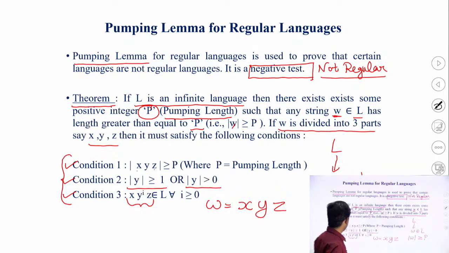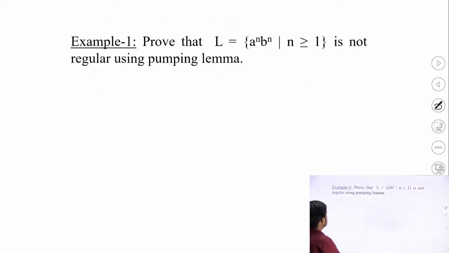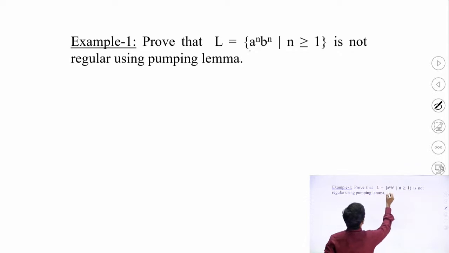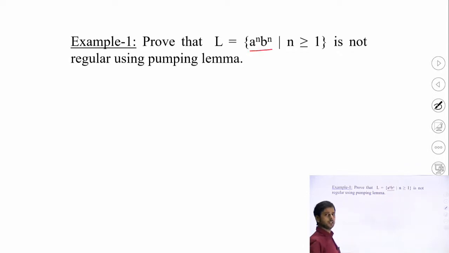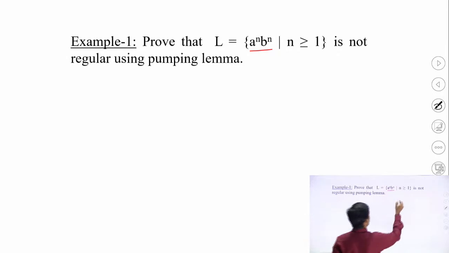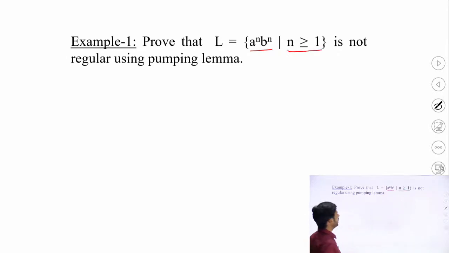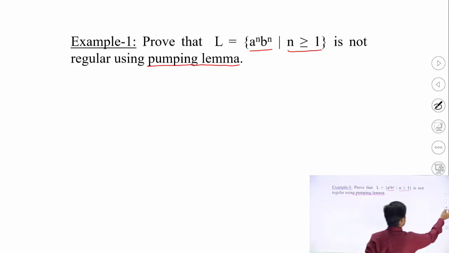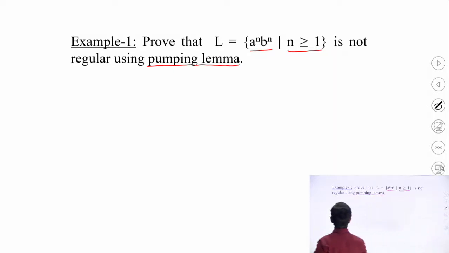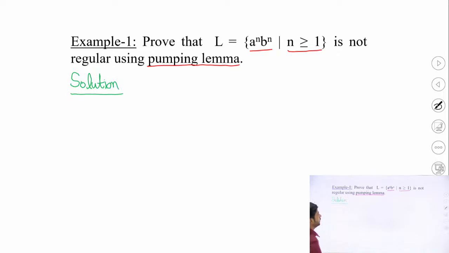So let's see one example for that. Prove that the language a raised to power n, b raised to power n, where n is greater than or equal to 1, is not regular using pumping lemma. So let's solve it. It must satisfy the three conditions. What are those three conditions?